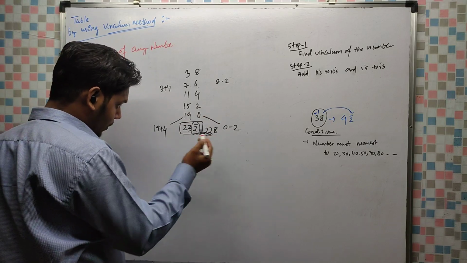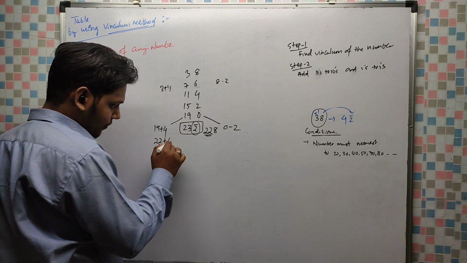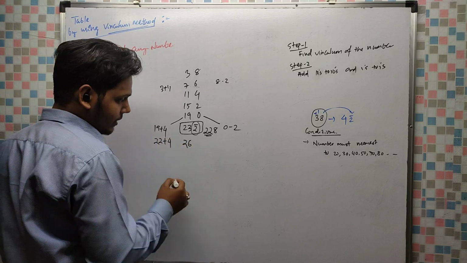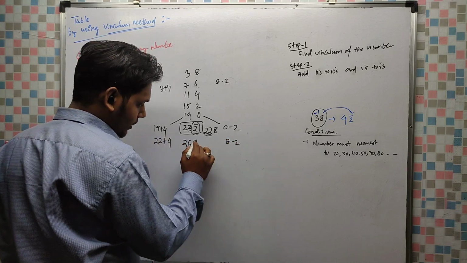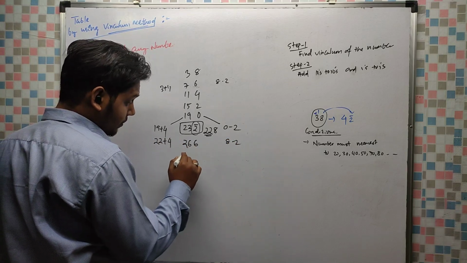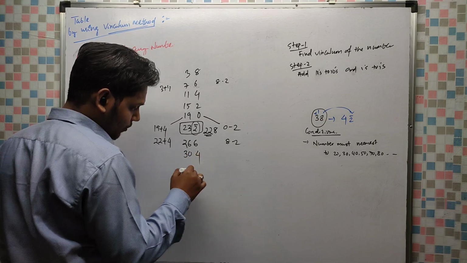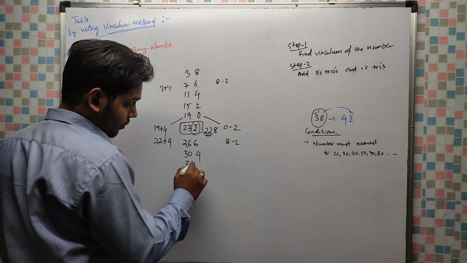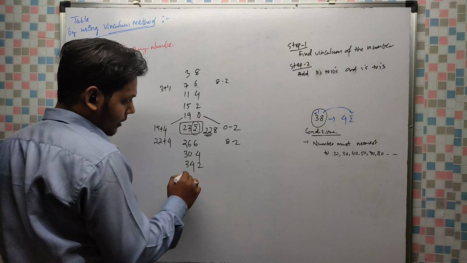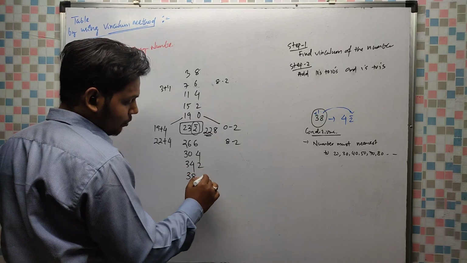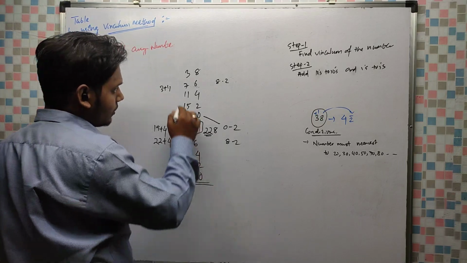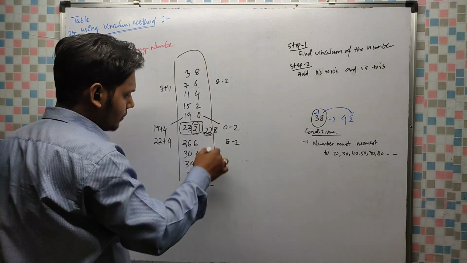Now consider this 22. 22 plus 4, that is 26. 8 minus 2, that is 6. Thereafter 26 plus 4 is 30. 6 minus 2 is 4. 30 plus 4 is 34. 4 minus 2 is 2. And 34 plus 4 is 38. And 2 minus 2 is 0. This is the table of 38.